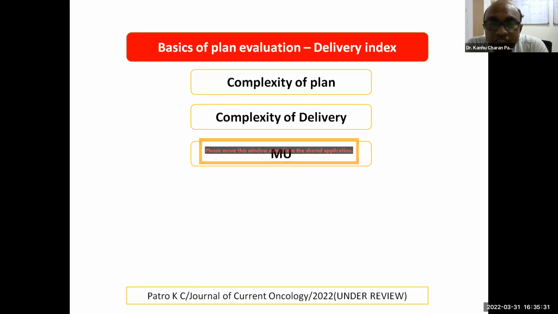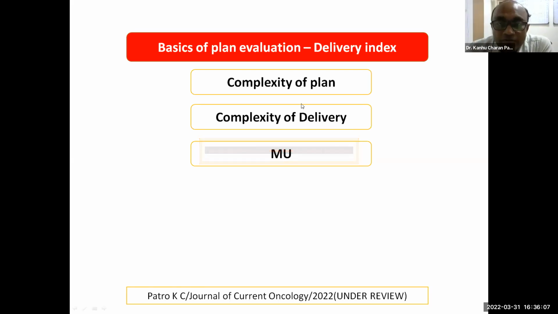Second thing, complexity of delivery, that is the isocentric technique and non-isocentric technique. You see which technique is better. Isocentric techniques are better. If the same distribution and OAR coverage are given by two plans, then choose the non-isocentric technique. MU and timing, how much timing and everything, you have to see. This is the delivery index. So you can remember this as a quotient index. For the beginners, it is very useful. They can evaluate the plan step by step and they can follow this paper.